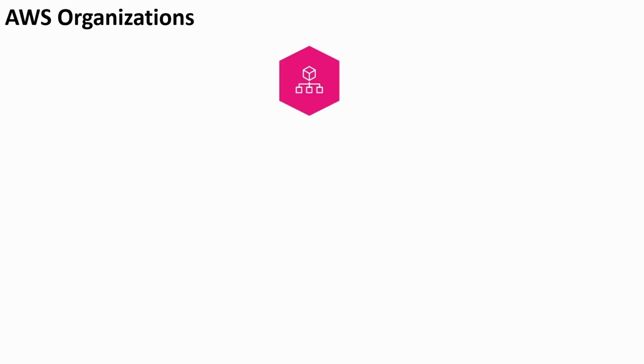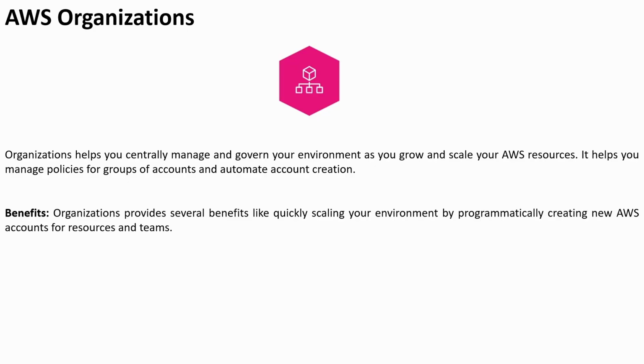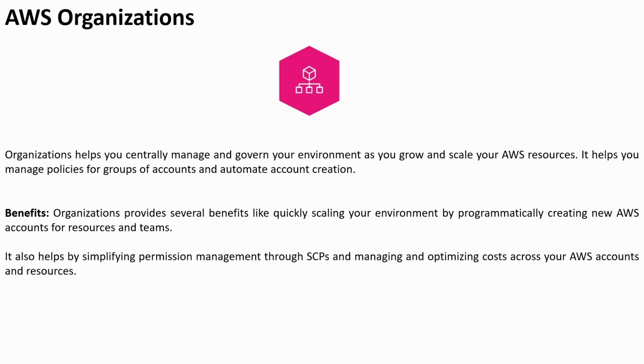As your company grows, you will move to a multi-account strategy. AWS Organizations lets you manage billing and security policies centrally. Organizations helps you centrally manage and govern your environment as you grow and scale your AWS resources. It helps you manage policies for groups of accounts and automate account creation. If we talk about benefits, Organizations provides several benefits like quickly scaling your environment by programmatically creating new AWS accounts for resources and teams. It also helps by simplifying permission management through SCPs and managing and optimizing cost across your AWS accounts and resources.